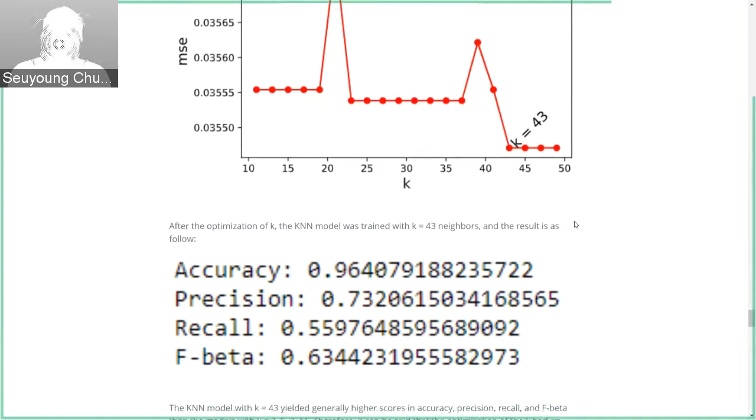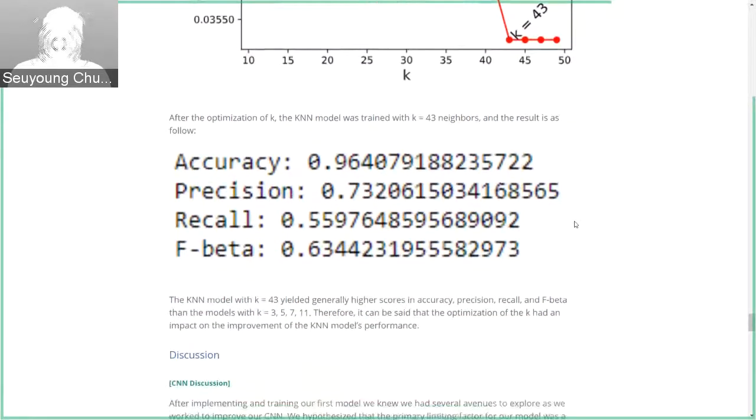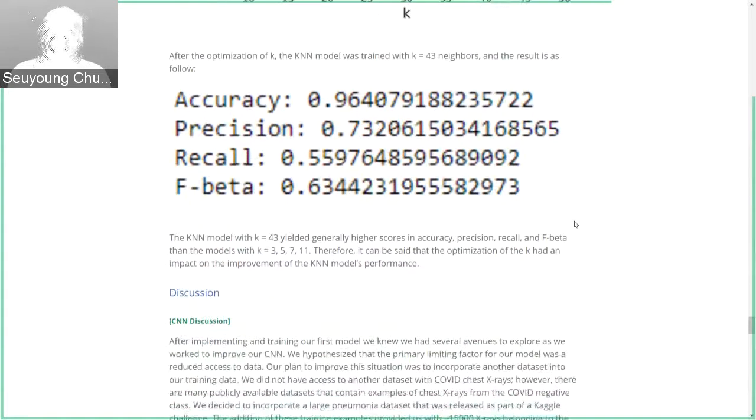After the model was trained with 43 neighbors, the result was as follows, which was generally higher than the model trained with lower Ks. Therefore, it can be said that optimization improved the KNN's performance.